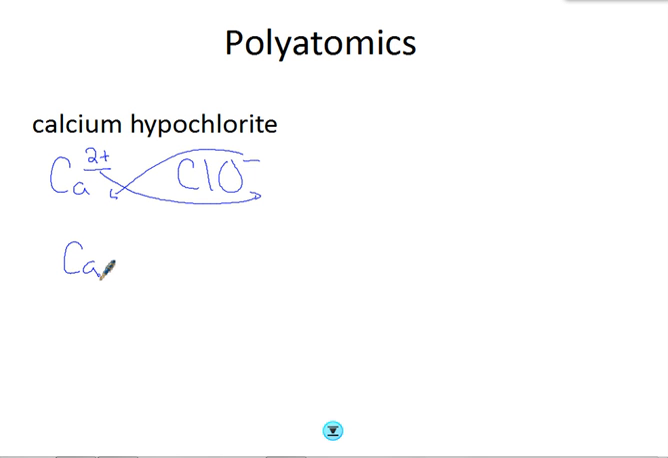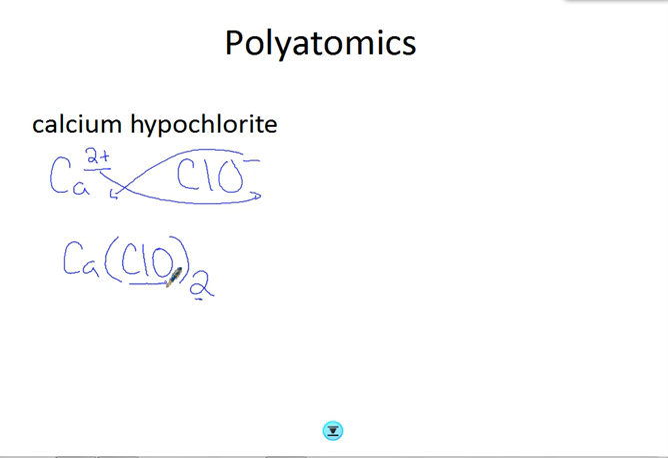Only 1 calcium's needed. Now I'm going to put parentheses here, and I'm going to put hypochlorite inside the parentheses, and I'm going to put my 2 outside. And what that means is 2 of the whole polyatomic ion.